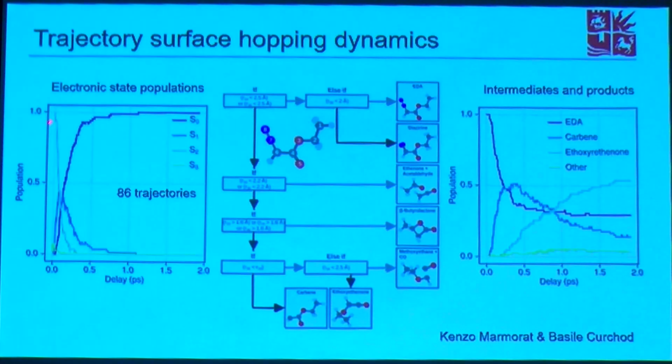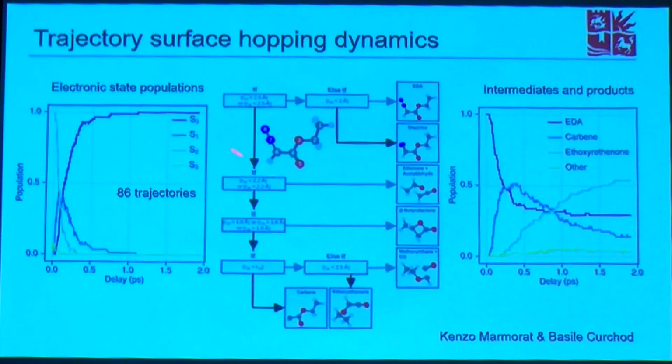You can see the evolution here. So the green is the population of the S2 state decaying very quickly. The non-adiabatic trajectory surface hopping is taking the population into the S1 state, which is shown in blue here. That rises very fast and then decays. And then in purple, perhaps you can see the growth of the S0 state population.